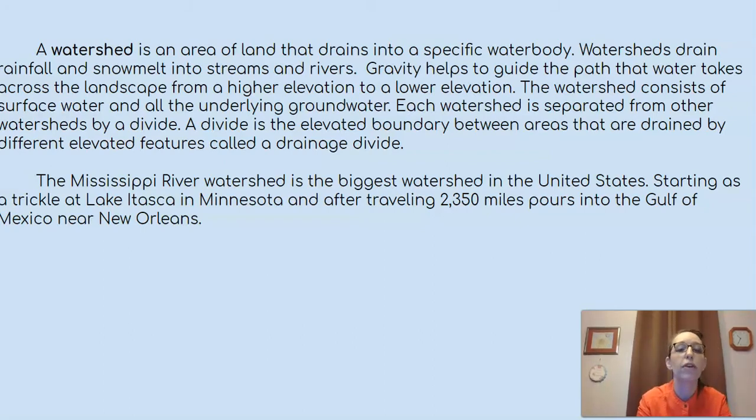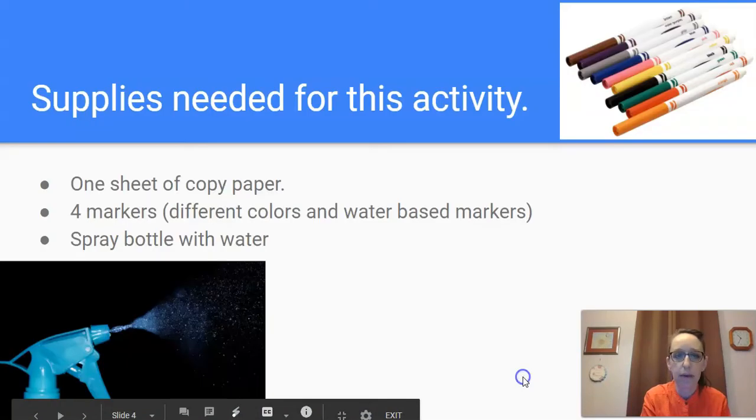The best way for us to understand this description of a watershed is to create one. And that's what we're going to do today. We are going to model a watershed by creating it. Even if you're at home, you can do this activity. You're going to need some supplies, so let's look at what we actually need.